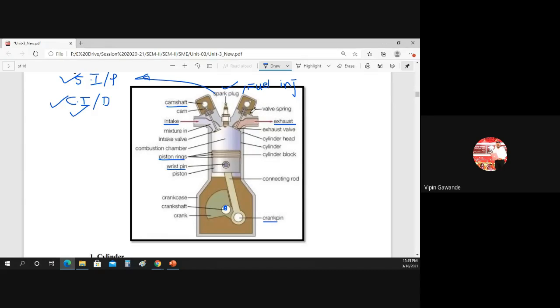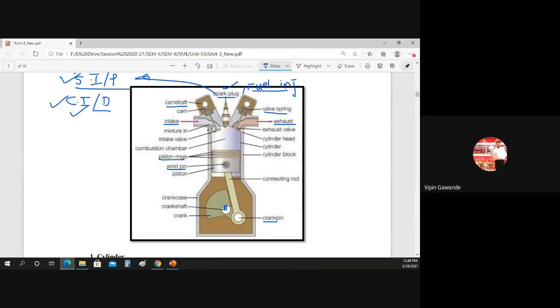And a valve spring is also there. At the top we have the spark plug. If a spark plug is there, we know that it is a petrol engine, and if a fuel injector is there, then it is a diesel engine. These are the different types of internal combustion engine.